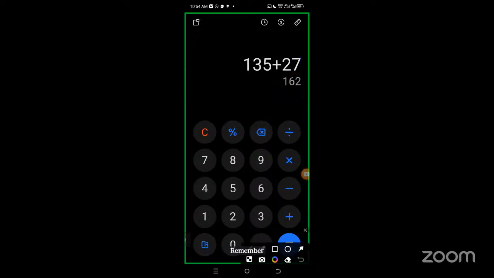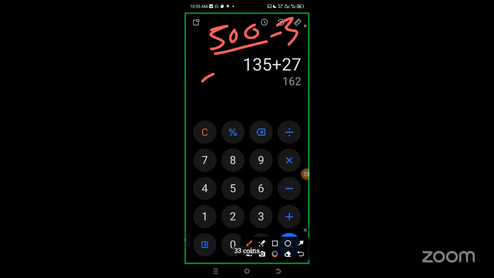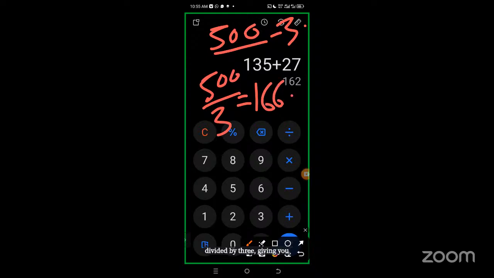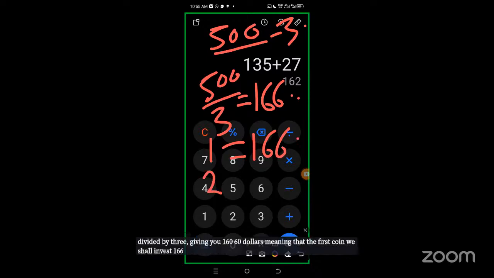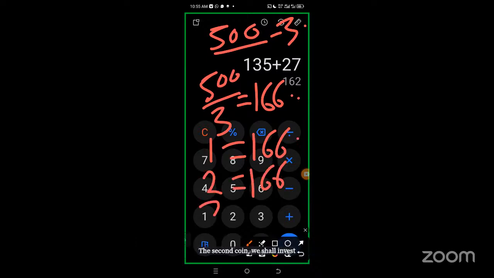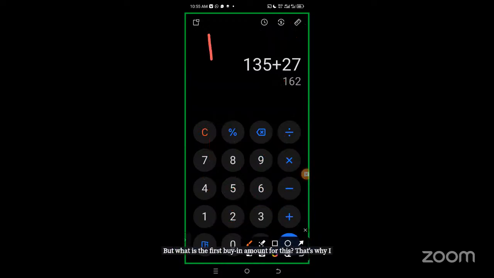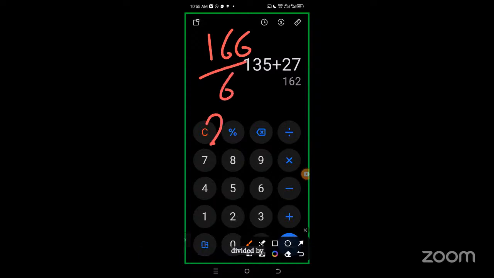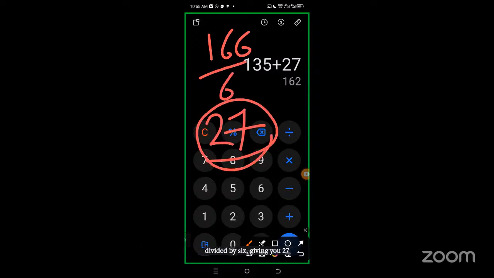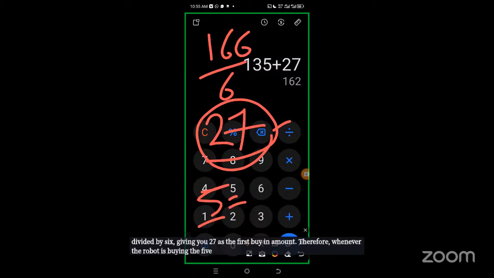Remember, we said $500. Trade 3 coins, which is 500 divided by 3, giving you $166. Meaning the first coin we shall invest 166, the second coin 166, and the third coin $166. But what is the first buying amount? That's why I divided 166 by 6, giving you 27 as the first buy in amount. Therefore, whenever the robot is buying the 5 margin calls, it is putting in 27.